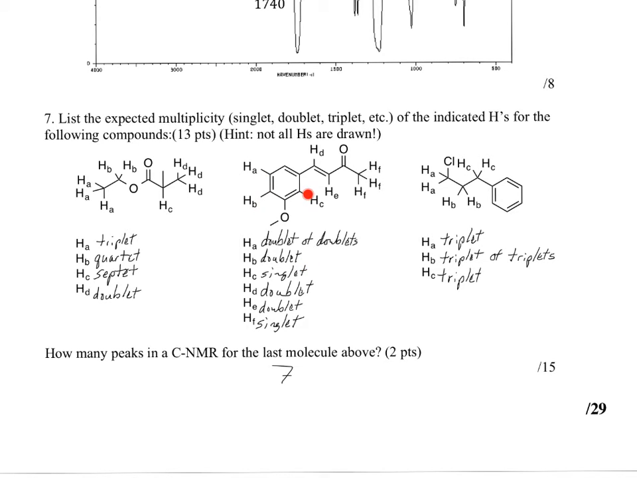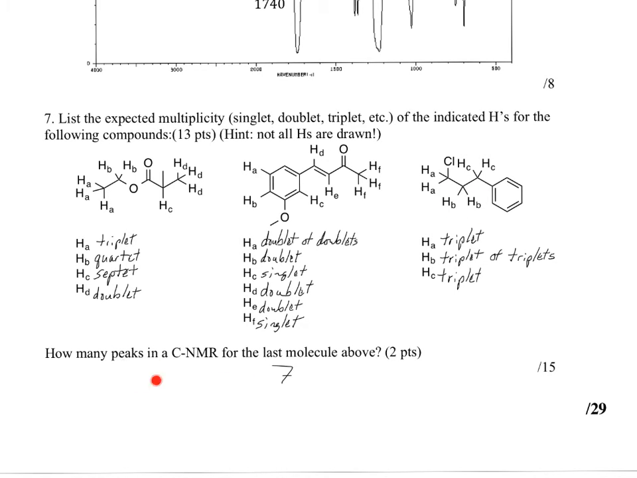C should be a singlet. D should be split by E, should be a doublet, and it should be a 15 Hertz doublet because it's trans. E should also be a doublet split by that, and then F is by itself, so that should be a singlet. A here is a triplet because it has 2 nearest neighbors. B is split by A, but it's also split by C, so it's a triplet of triplets. And then C by itself is just split by B, so it'll also be a triplet.